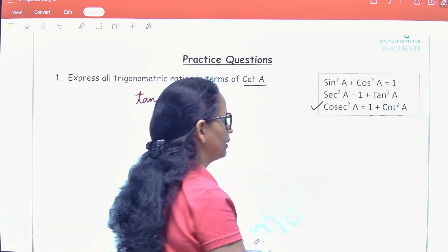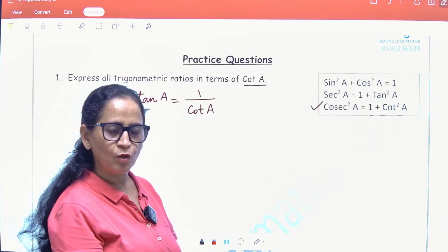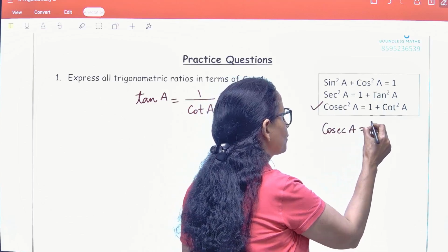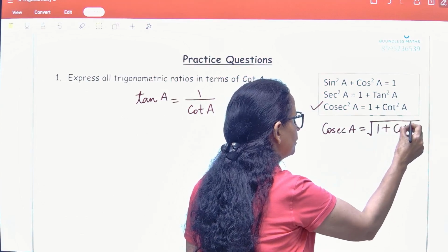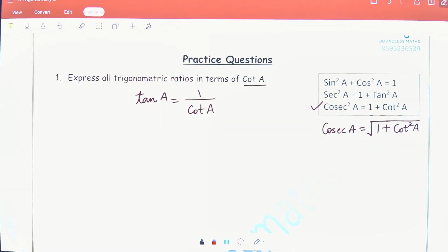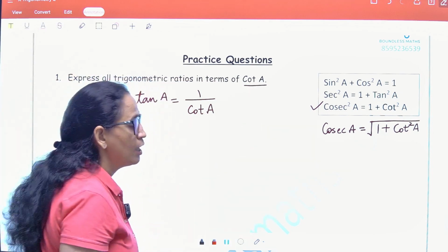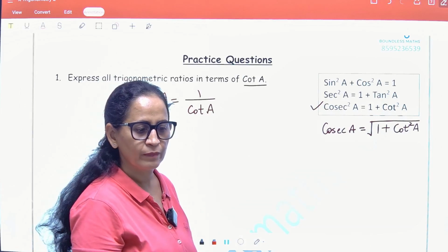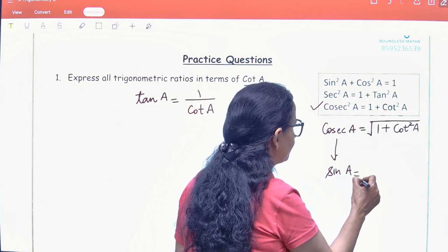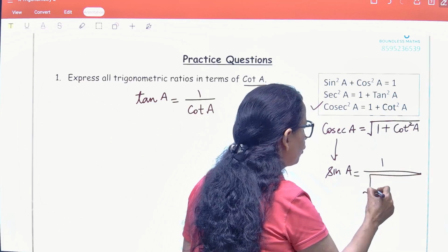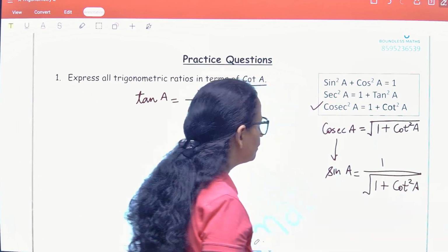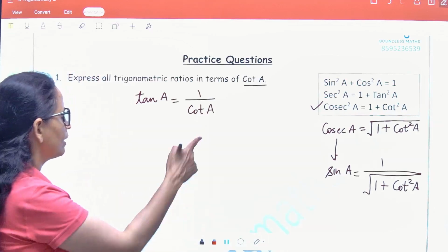Now think of the identity where cot A occurs. That is the third identity. Cosec square A is 1 plus cot square A. That means I can write cosec A as square root of 1 plus cot square A. So now I have cosec A also in terms of cot A. Tan is also done, cosec is also done. Now what is inverse of cosec? Sine. So that means I can just do inverse of this and I get the value of sine A in terms of cot A, which is 1 upon square root of 1 plus cot square A. Done? Sine A is done, cosec is done, tan is done.